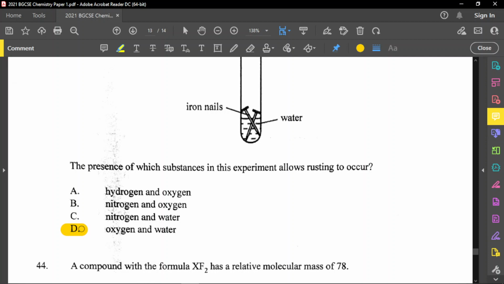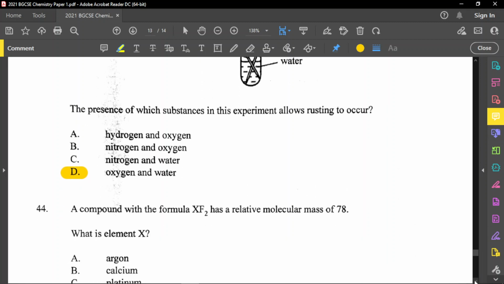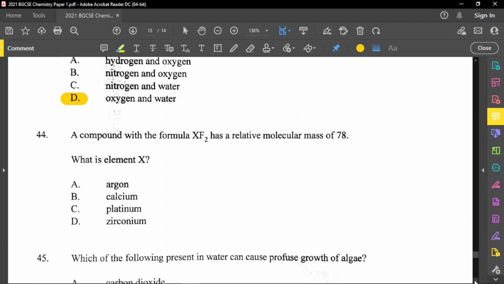All right, so let's jump into the next question, which is question 44. Question 44 says a compound with a formula XF2 has a relative molecular mass of 78. What is element X? There are two ways to do this. Let's do this in two ways.